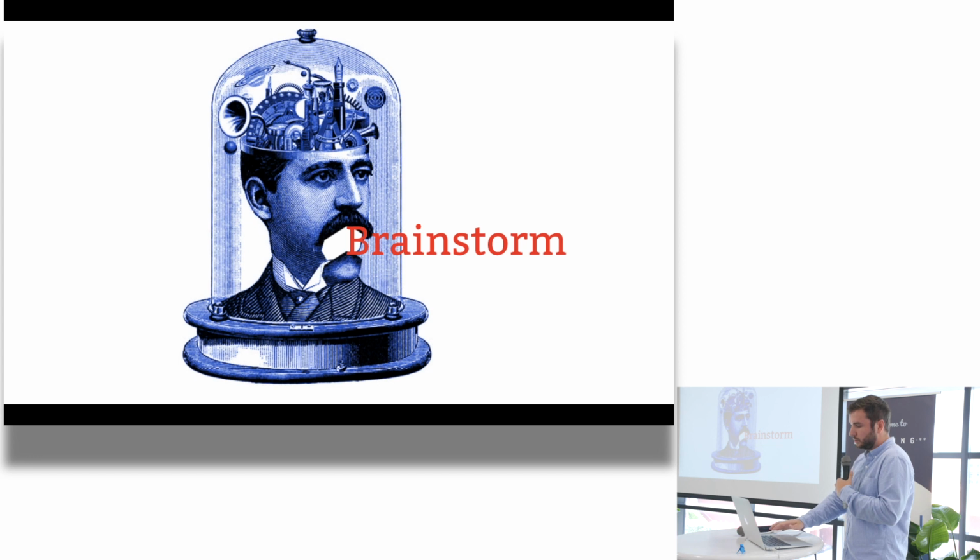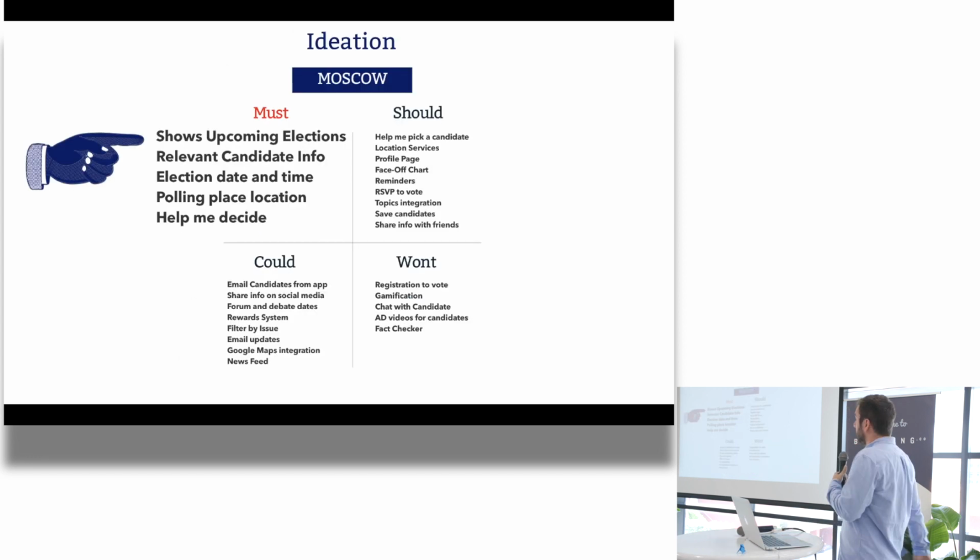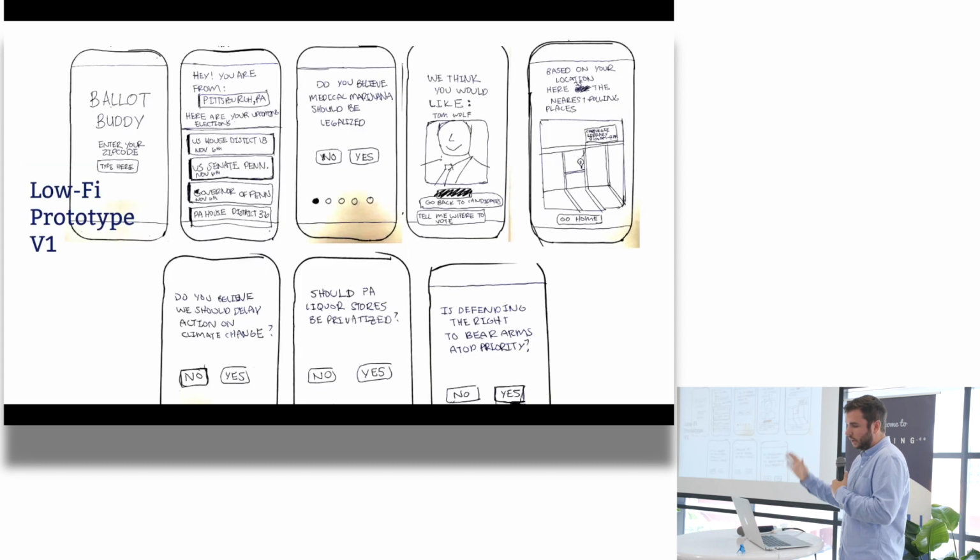So I did some brainstorming. I did ideation, and these were the must-haves. I need to show the upcoming elections. Everybody needs to see the candidate info, the election date and time, the polling location, and I made a help me decide function if you don't want to deal with any hassle.